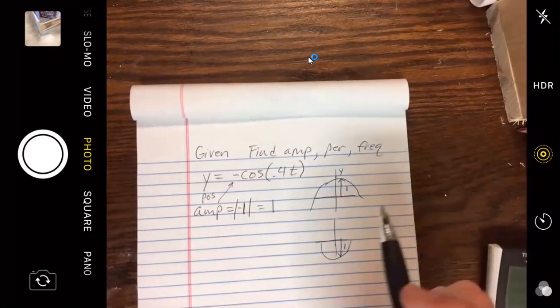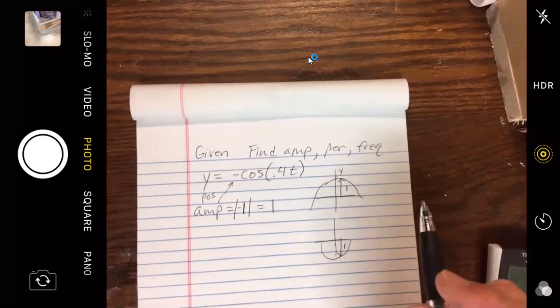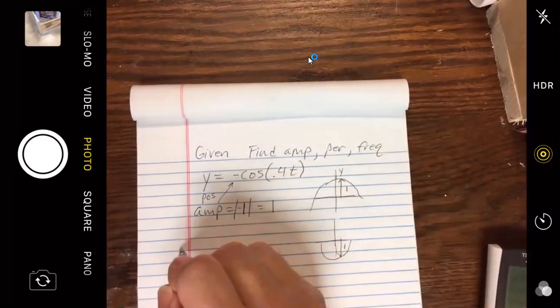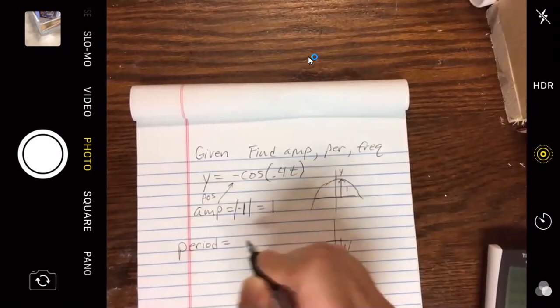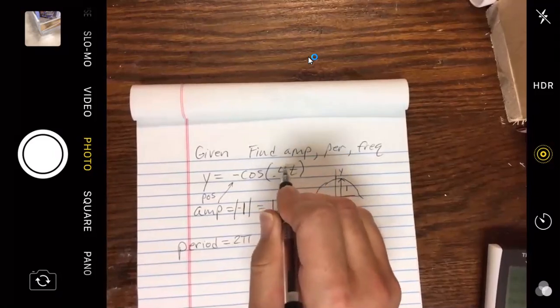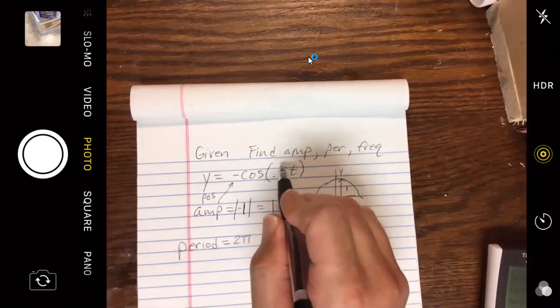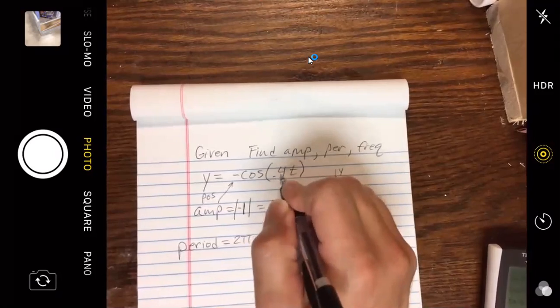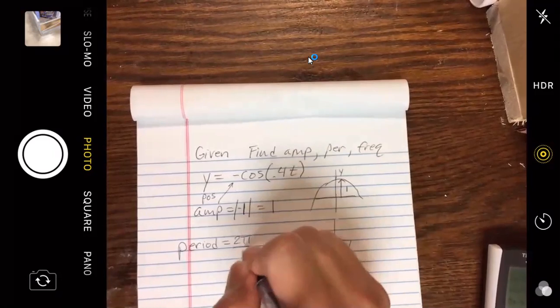Are you ready for period? Yeah. Okay. Period is taken to be 2 pi, again, over that coefficient. A couple sections ago, they called it K. But that was just kind of generic y is x numbers. Here, they use W for the letter. It's the angular frequency. But it's still 2 pi over that.